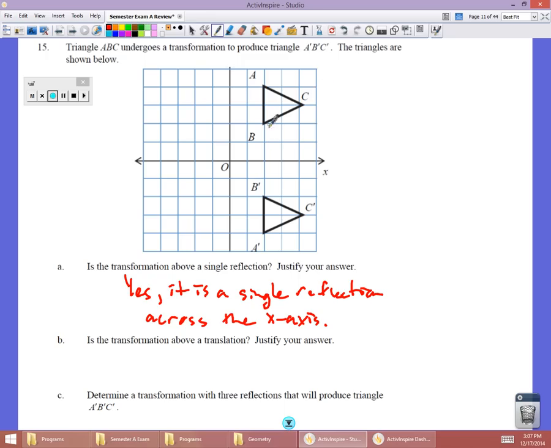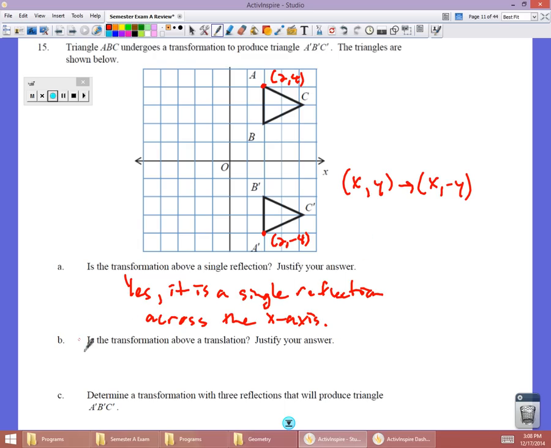Now if we look at the different points, the point for A, the coordinates are 2, 4, and the coordinates for A prime are 2, -4. So you can see when we reflect across the x-axis, it actually switches the y coordinate. So our rule for that would be that (x, y) becomes (x, -y).